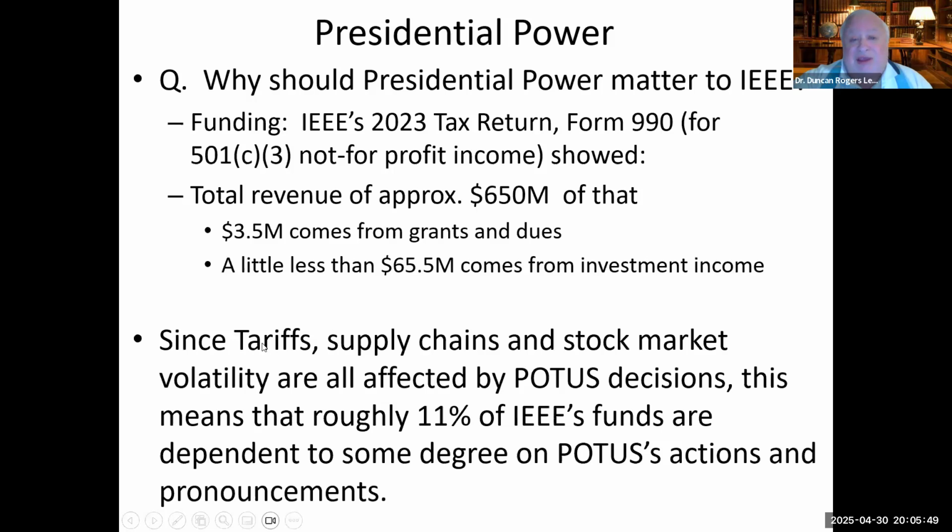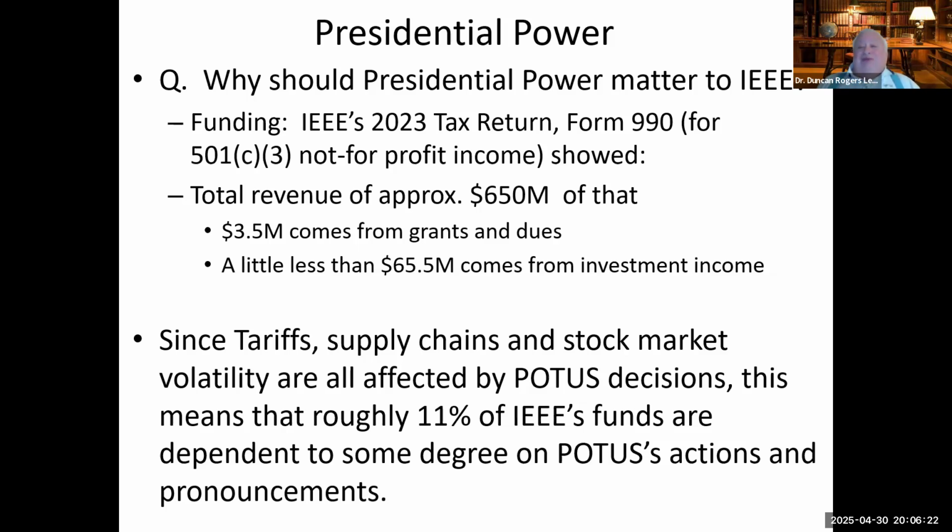Okay. Let's take a look at the Form 990 from the 2023 tax return for IEEE. You are a 501c3, not-for-profit agency, so you file this Form 990. It showed a total revenue of approximately $650 million. Of that, 3.5 million comes from grants and dues, and a little less than 65.5 million comes from investment income. Do you follow the stock market?